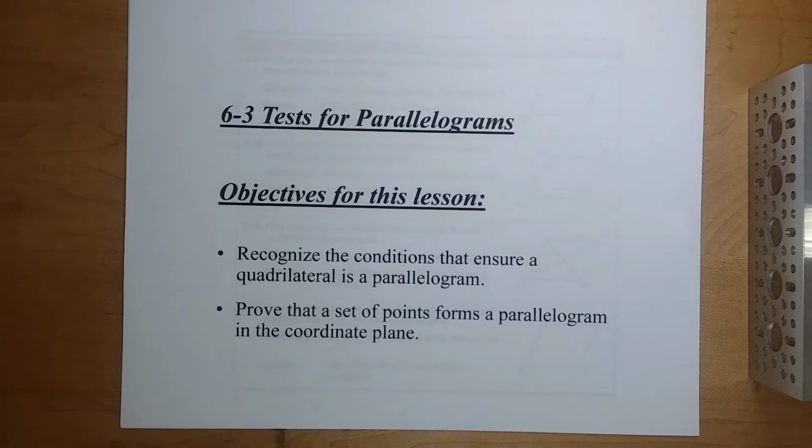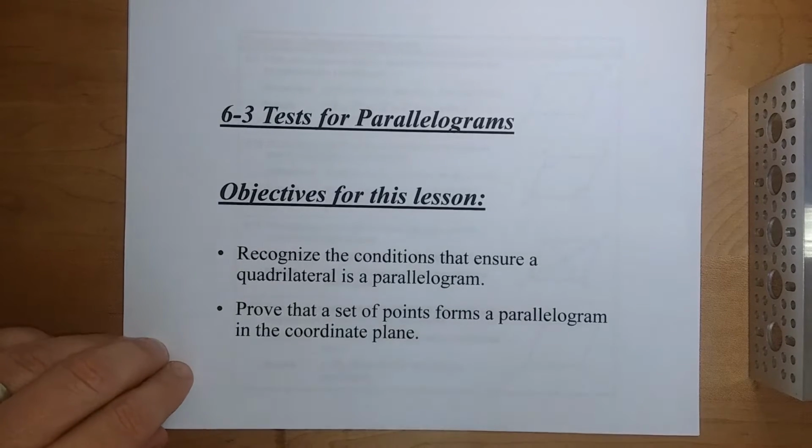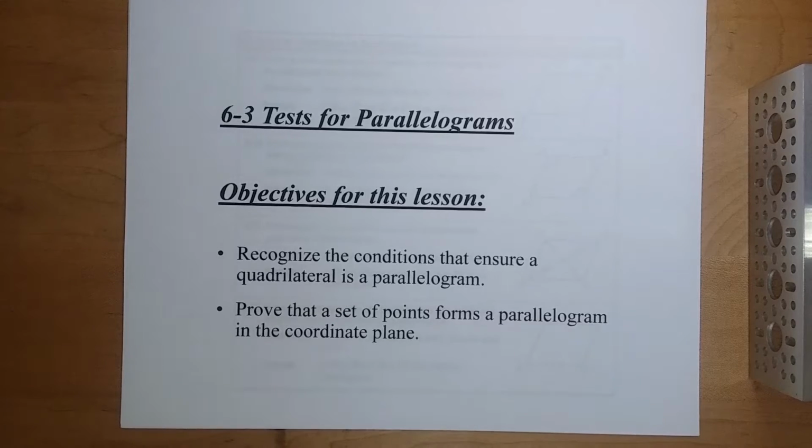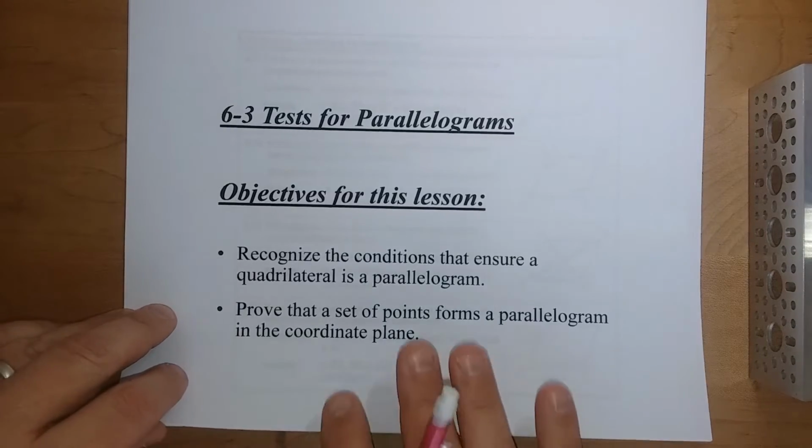Welcome to my lesson on tests for parallelograms. In this lesson, we're basically going to take what we learned in the last lesson about properties of parallelograms, and use those ideas to prove when our quadrilateral is or is not a parallelogram, and also be able to do that on the coordinate plane when we're given a set of coordinates that represent a quadrilateral. Can we figure out whether it is a parallelogram or not?